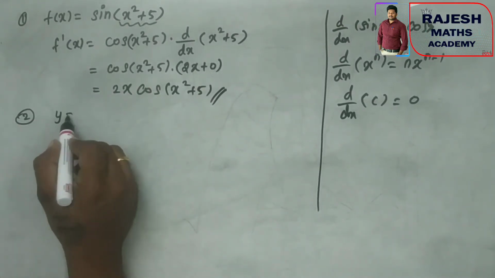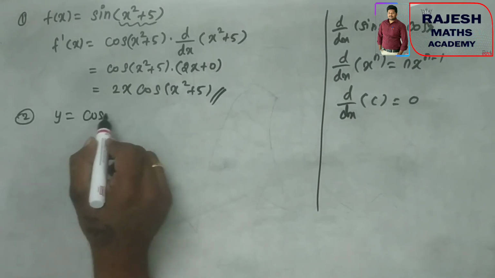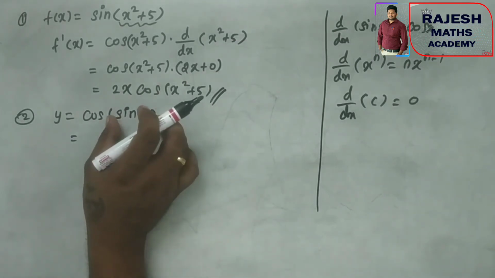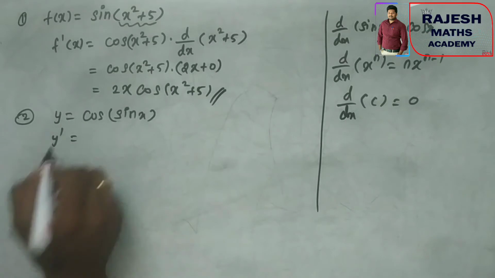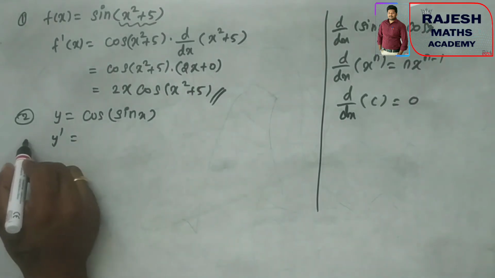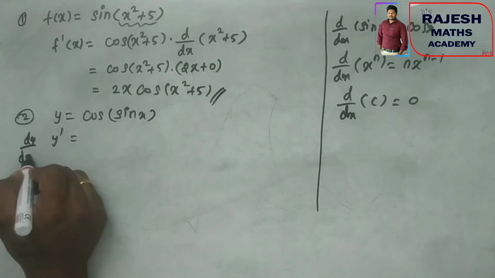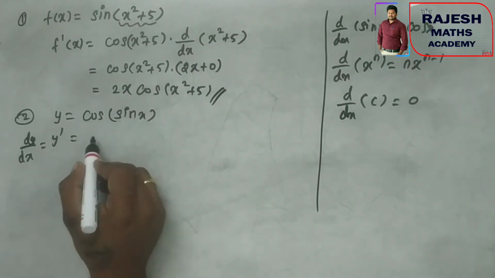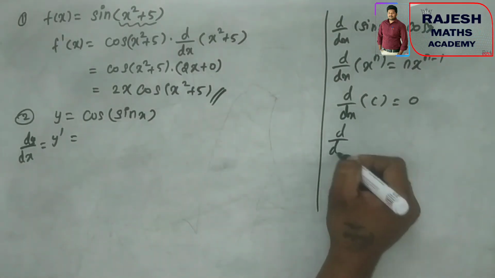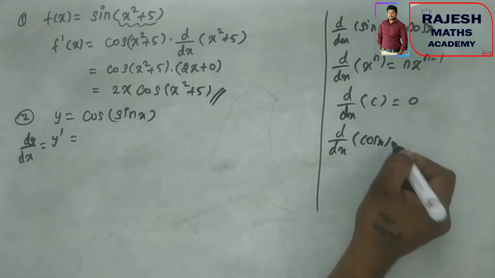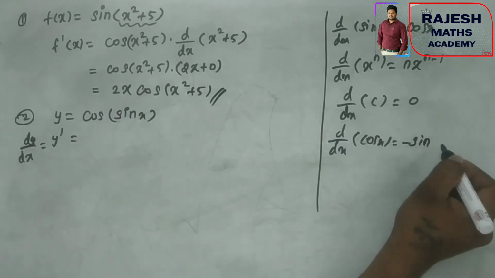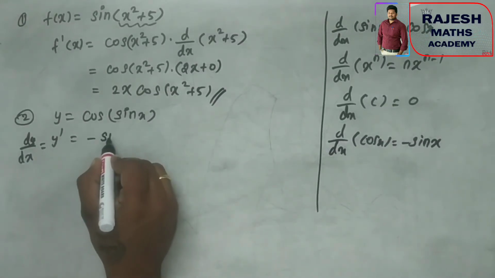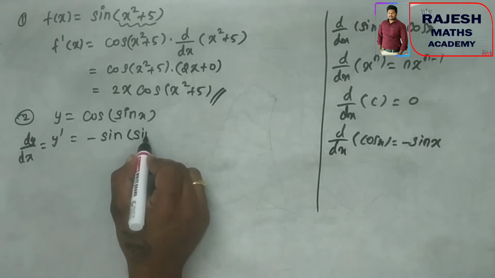What is question number 2? This time we take it as y. So y equal to cos of sin x. As I said already, whatever may be in the place of x, don't consider, no problem. So what is y dash or dy by dx? We can write dy by dx or y dash or y1, all are equal. We have to use the formula d by dx of cos x, that is minus sin x. So d by dx of cos of sin x equal to minus of sin of sin x.